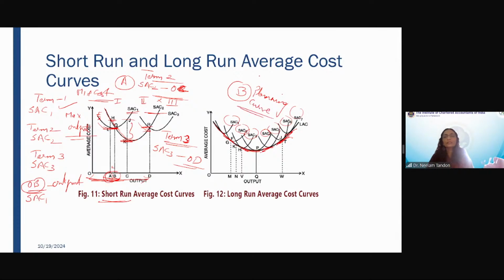This is also known as the envelope curve. Envelope, because it envelopes all the short-term average cost curves. So in this case, how do we get the long-term average cost curve? The cumulative form of the respective short-term average cost curves results in the long-term average cost curve.